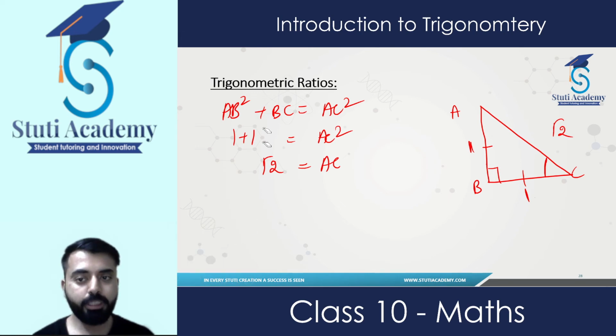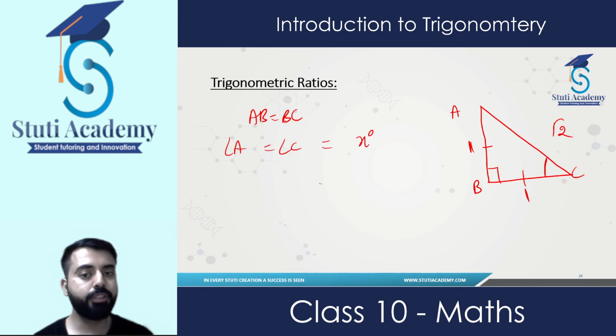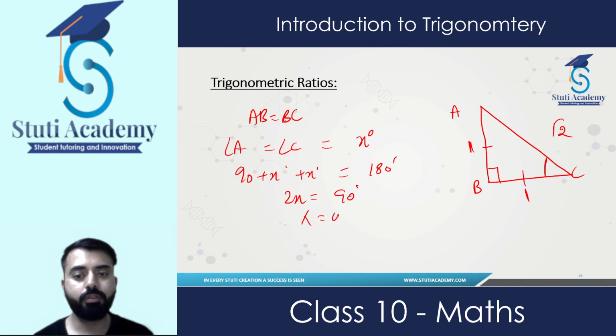Now I had been given that AB was equal to BC. That means angle A and angle C will be equal. If AB is equal to BC, then angle A should be equal to angle C. That means they will be x degrees each. Then 90 plus x plus x equals 180. So 2x is equal to 90. x is 45 each. So this angle is 45. That angle is 45, right.